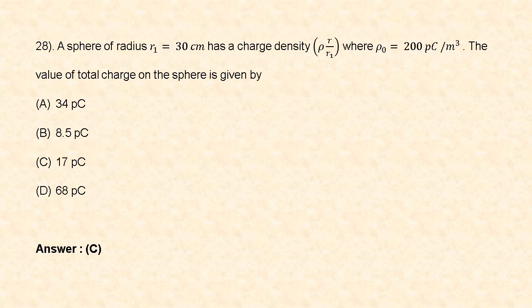Next question. A sphere of radius r1 is equal to 30 centimeter has a charge density rho naught into r by r1, where rho naught is equal to 200 picocoulomb per meter cube. The value of total charge on the sphere is given by option A 34 picocoulomb, option B 8.5 picocoulomb, option C 17 picocoulomb, option D 68 picocoulomb. Here the answer is option C 17 picocoulomb. Let us see the solution.